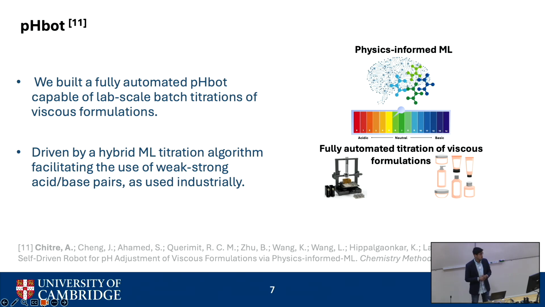With this work, we built a fully automated pH bot capable of lab-scale batch titrations of viscous formulations. And since we were using a weak polyprotic acid, this has in fact necessitated the development of a new method, a new titration algorithm. We had some previous work in the group led by Alexander, who's a recent graduate and now co-founder of ReactWise, who developed a machine learning-driven titration algorithm, but this could only work with strong acids or bases. So I had to go and extend the method, which I'll present on the next slide.